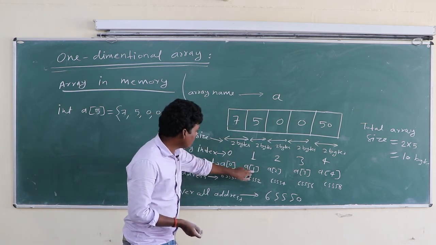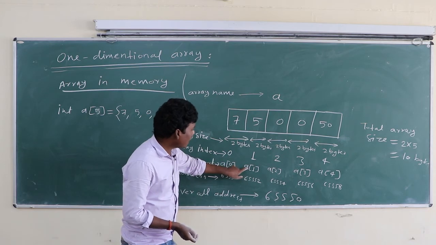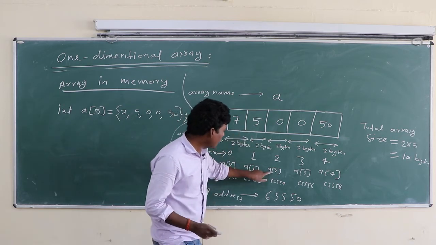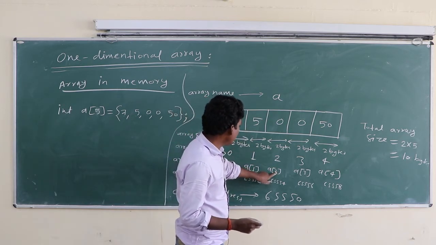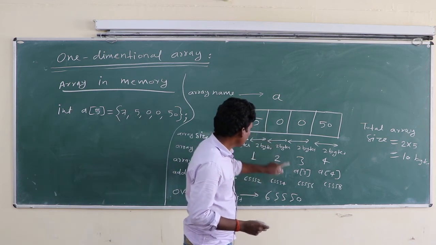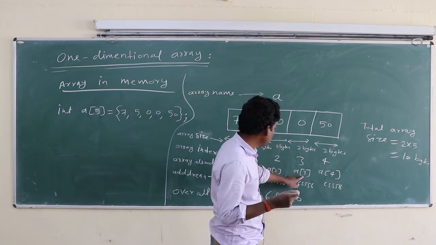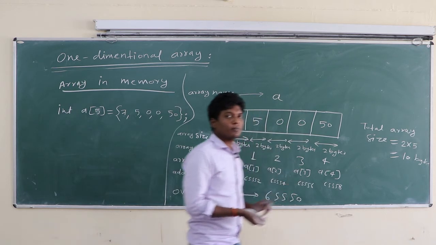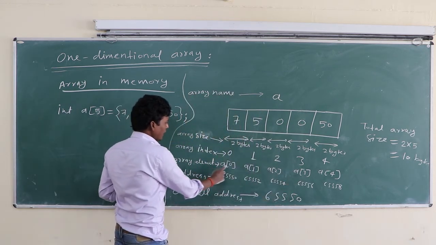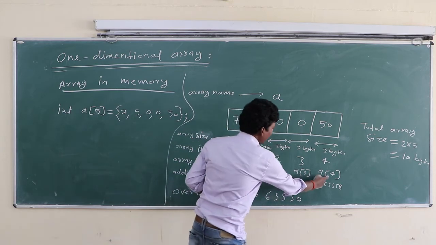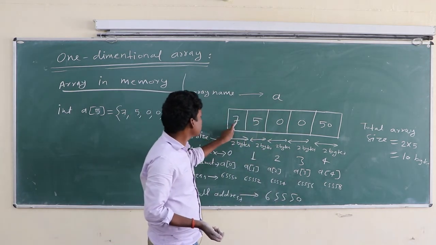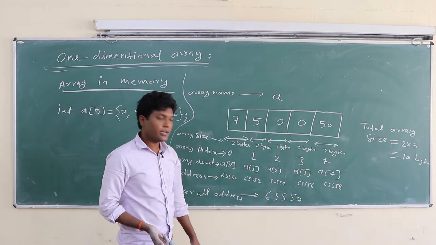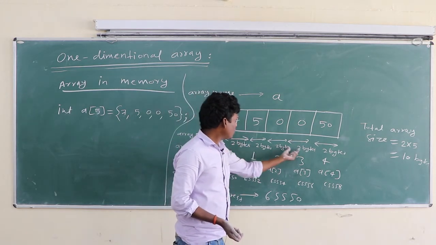a[1] has an index value. a is the array name. a[1] signifies the second element of the array, that is 5. a[2] signifies the third element, that is 0. a[3] signifies the fourth element, that is 0. a[4] signifies the fifth element, that is 50. So class, a[0], a[1], a[2], a[3], a[4] are the array elements, which are 7, 5, 0, 0, 50. And 0, 1, 2, 3, 4 are the array indexes. And these are the sizes, 2 bytes each.